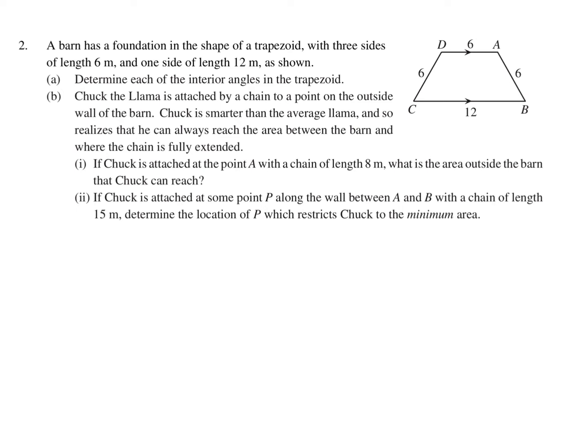A barn has a foundation in the shape of a trapezoid with 3 sides of length 6 meters and 1 side of length 12, as shown. Determine each of the interior angles of the trapezoid.